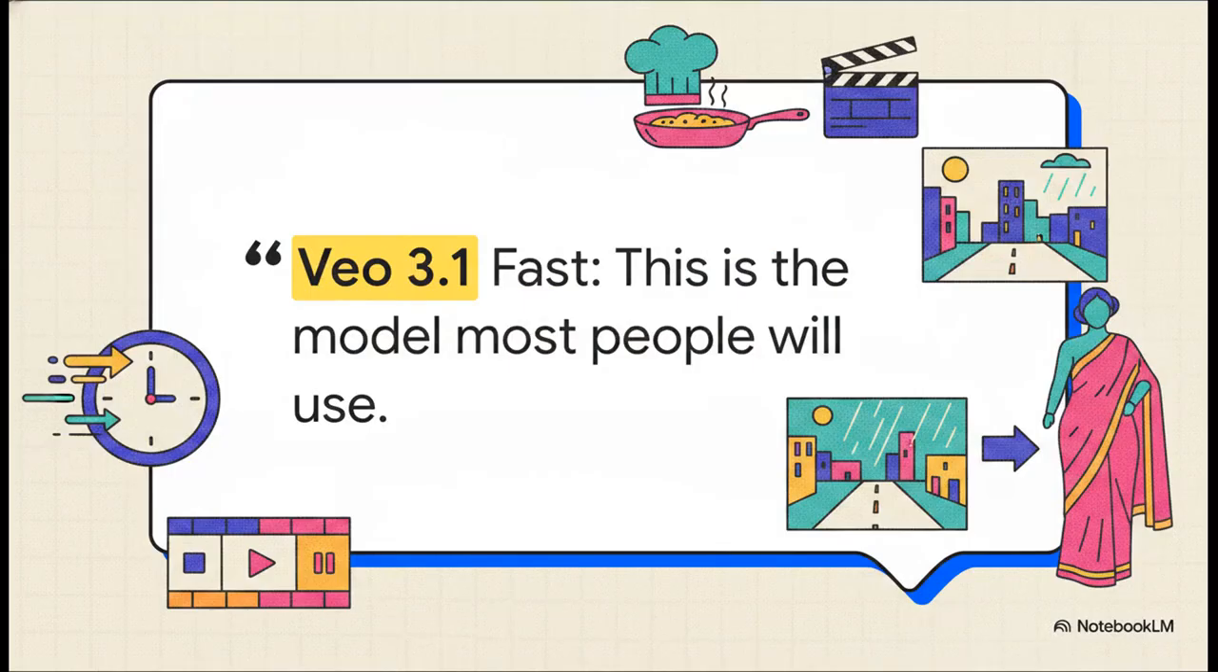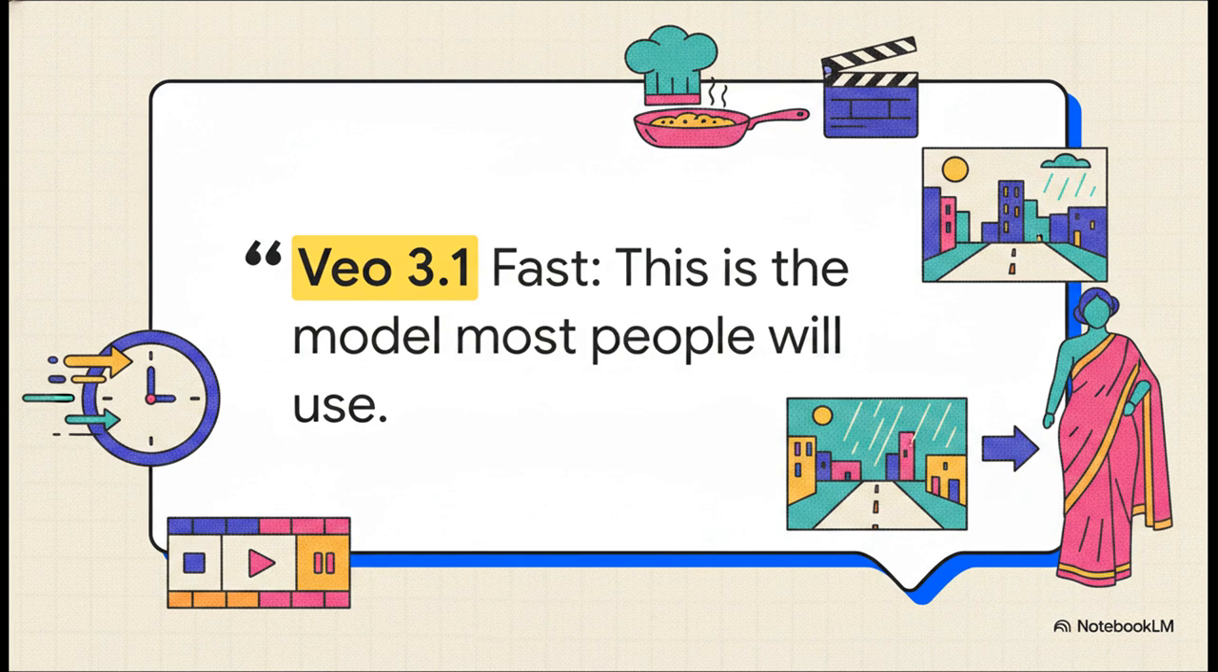But what if you need a little bit more horsepower? Enter Veo 3.1 Fast. Honestly, this is the model most people are going to use. It's your daily driver. It perfectly balances speed with a very noticeable bump in quality. If you want a 10-second video of a professional chef cooking in a luxury kitchen, Fast gives you a much higher quality output than Lite. But here is the real game changer.